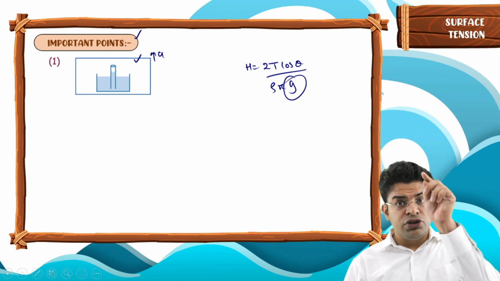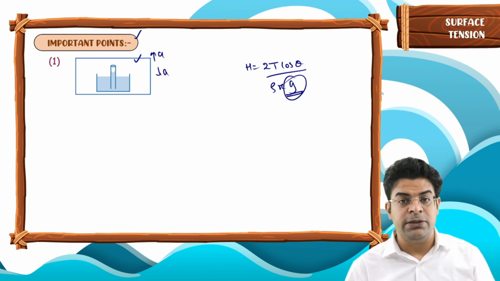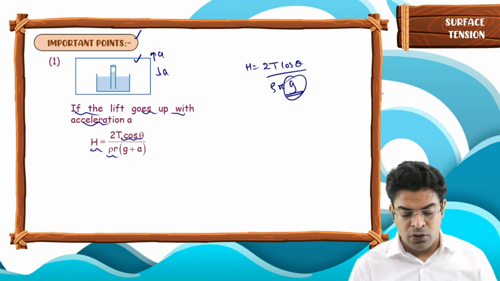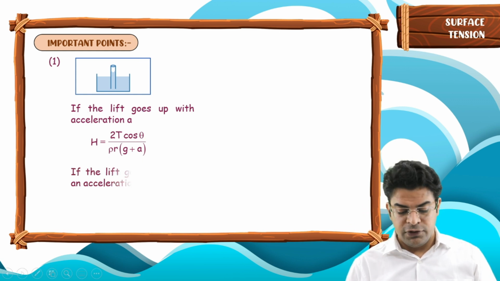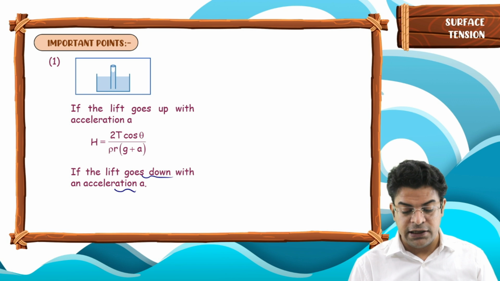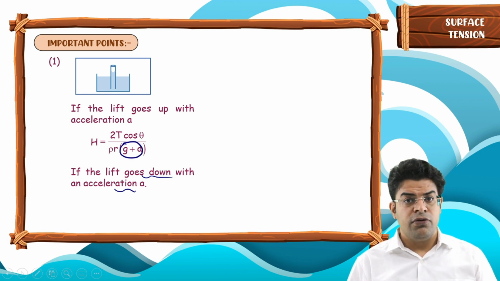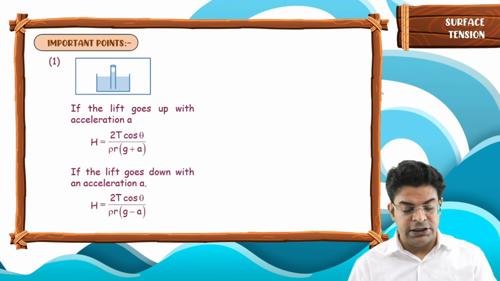If the lift goes down with an acceleration a, then in place of g simply write g minus a. So if the lift goes up with an acceleration a, then the height comes out to be 2T cos theta upon rho r (g plus a). In place of g, substitute g plus a. If the lift goes down with an acceleration a, then in place of g you will write g minus a. So the height comes out to be 2T cos theta upon rho r (g minus a).